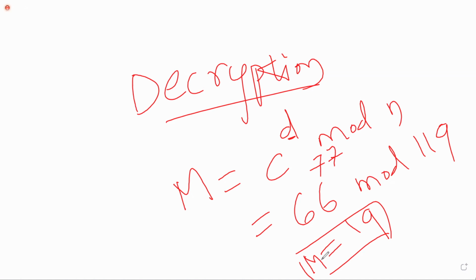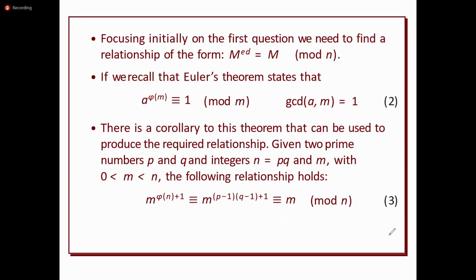Then select an integer e such that GCD of e comma phi of n should be 1. And then calculate the d value, where e into d is congruent to 1 mod phi of n. So this is the procedure of RSA. Yes, let us go through the step-by-step procedure again, point-wise.